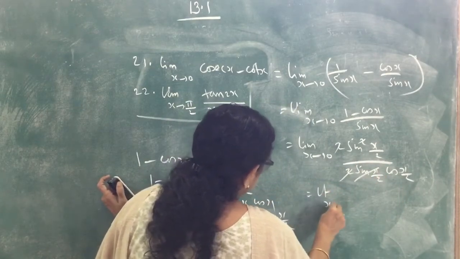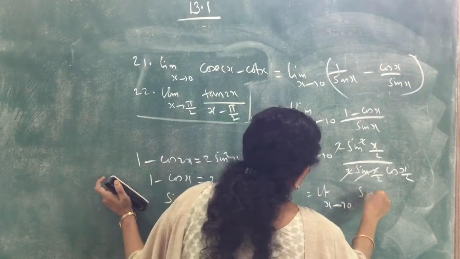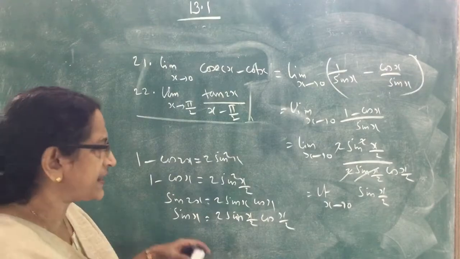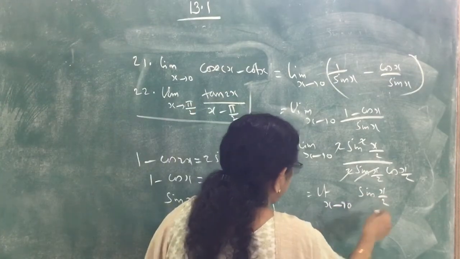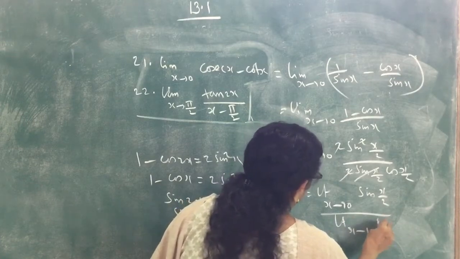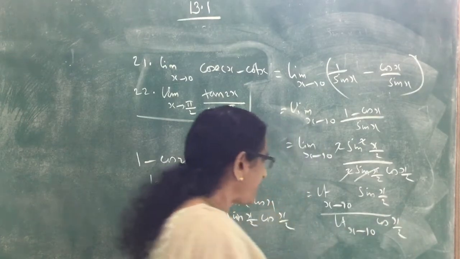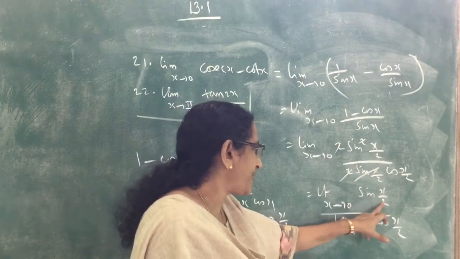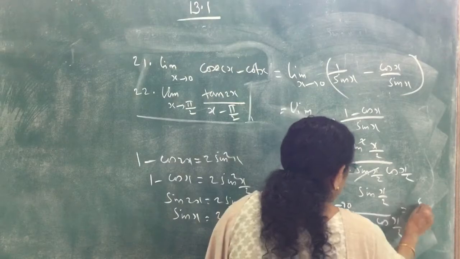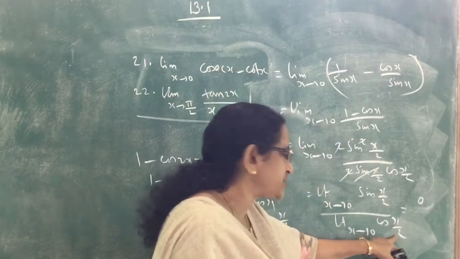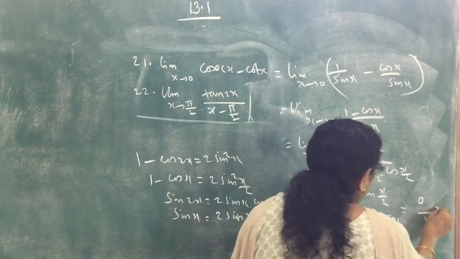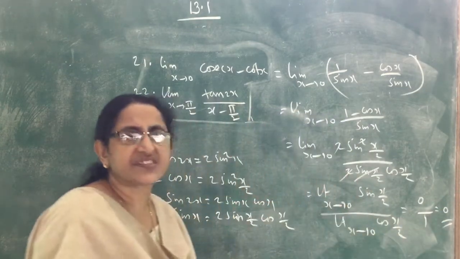So limit x tends to 0 of sin x by 2. We can apply the limit for numerator and denominator separately. So limit x tends to 0 sin x by 2 divided by limit x tends to 0 cos x by 2. When we apply the limit, sin 0 equals 0, and the denominator cos 0 is 1. So 0 by 1 is 0. So the limit is 0.